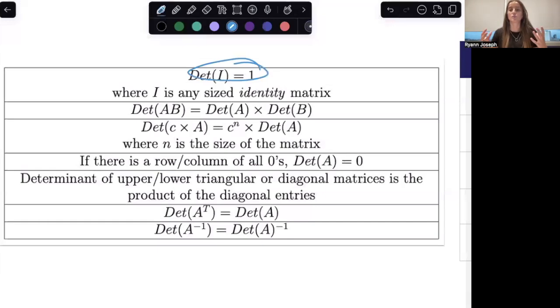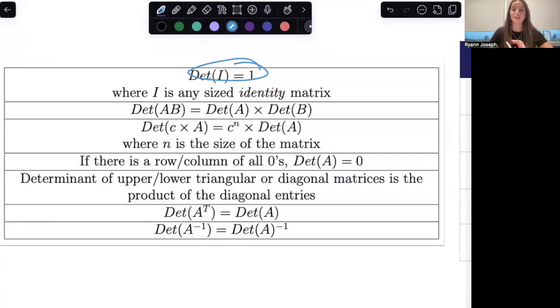In general, think of the determinant as the product of the diagonal, so multiplying across the diagonal. So if I is any identity matrix, the determinant is always going to be 1. The determinant of A times B is equal to the determinant of A times the determinant of B, if matrices A and B both have determinants.